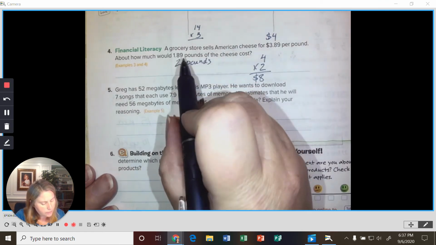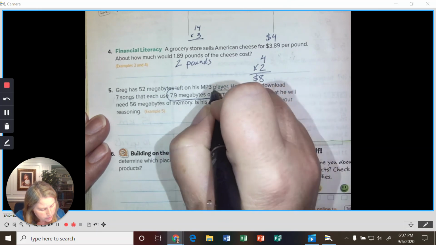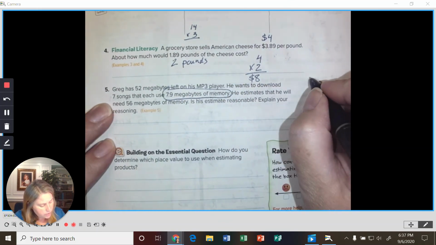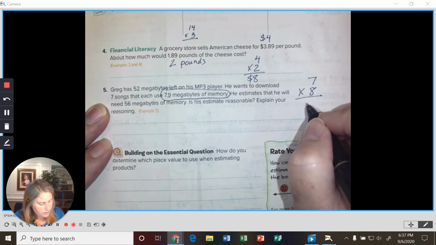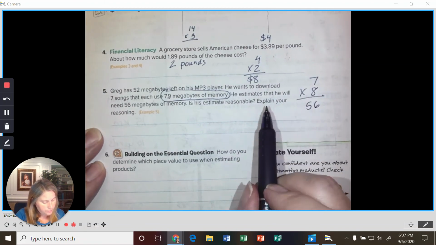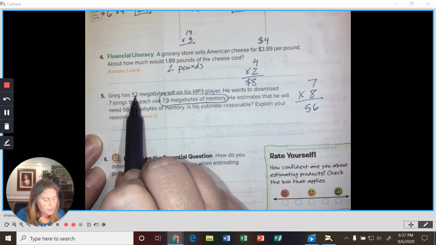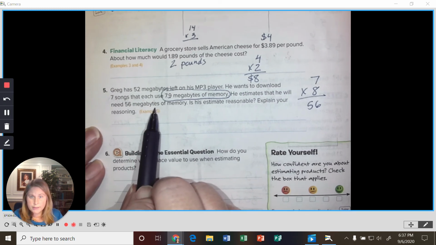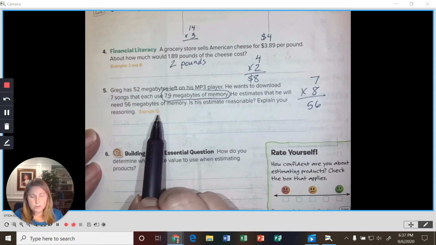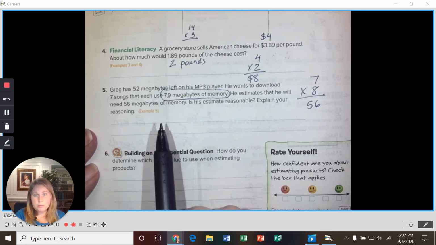So here we'll take 7 songs times the 7.9, and we're going to round that to 8. 7 times 8 is 56. Okay, so he needs 56 megabytes. He only has 52 left. His estimate is reasonable, and he won't have enough for all of the songs, so he'll have to leave off one of his songs because he only has 52 megabytes left.